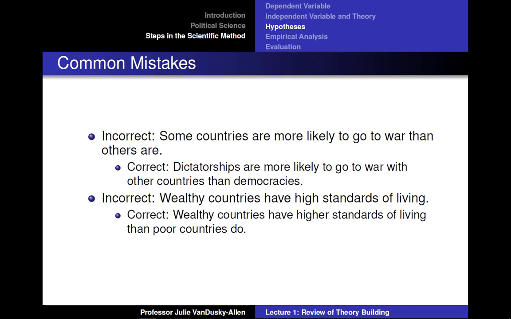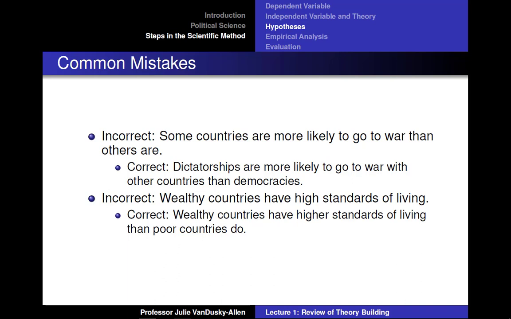It is easy to make mistakes in hypothesis writing. A common mistake is not correctly identifying what the independent variable is. For example, you could say some countries are more likely to go to war than others. But which countries exactly? What specifically leads some countries to be more war prone than others?